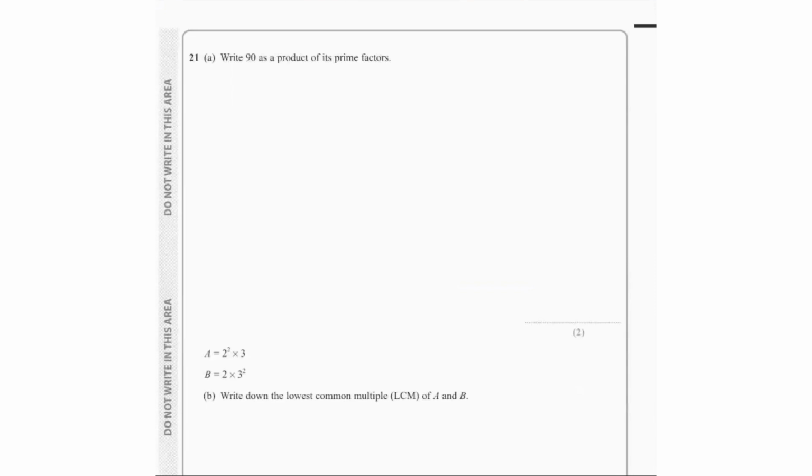Question 21, A says write 90 as a product of its prime factors. So let's break down 90. 90 is 9 times 10. 9 is 3 times 3. And 10 is 5 times 2. 3, 5, and 2 are prime numbers. So we can rewrite this as 2 times 3 squared times 5. That is your answer.